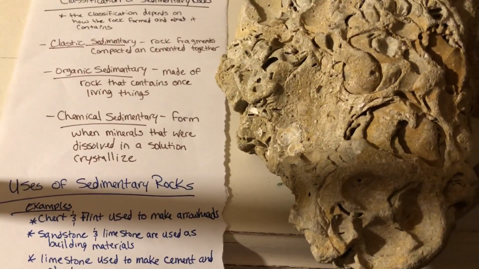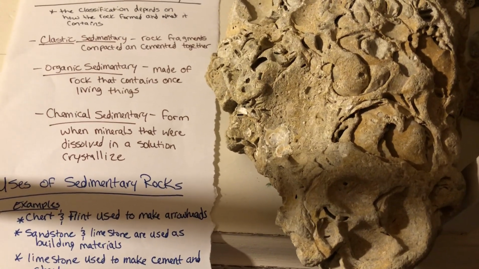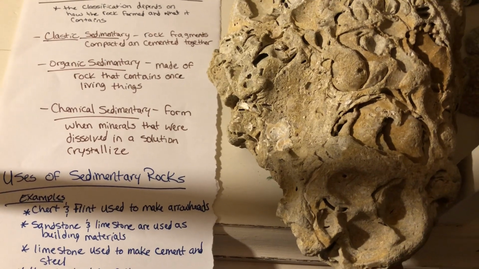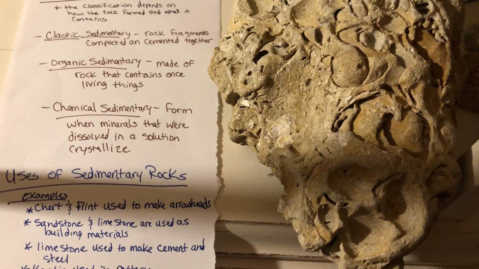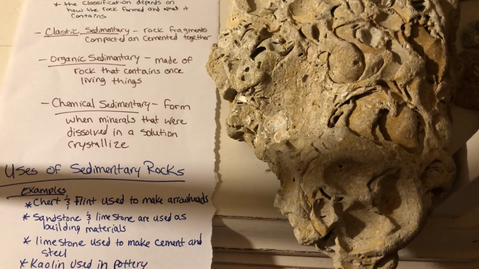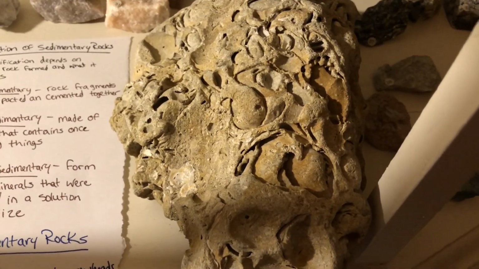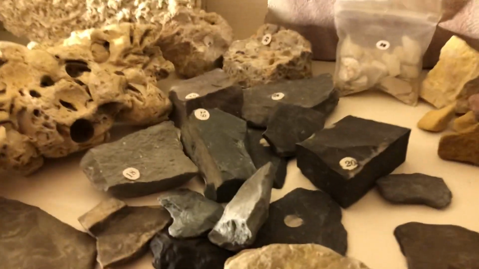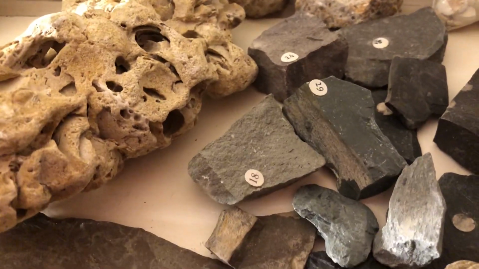Now we have three main classifications of sedimentary rocks. The classification depends upon how the rock formed and what materials are in it. Clastic sedimentary rocks are rocks that form from fragments that are compacted and cemented together. They don't have any organic matter in them. They're just sediments, pieces that have been compacted and cemented together. This right here is an example of a clastic sedimentary rock. These all right here are also clastic sedimentary rocks. You have pebbles and materials that are just compacted and cemented together.